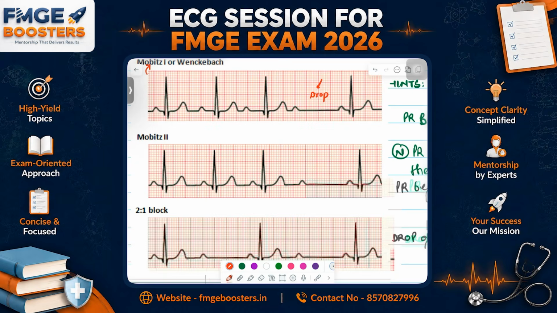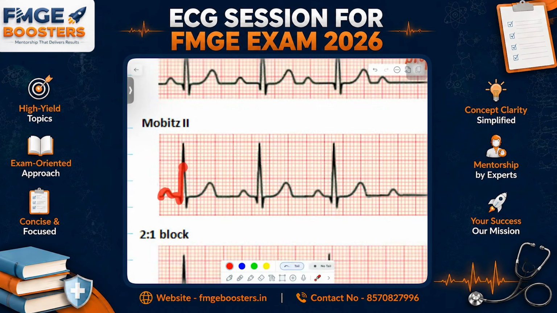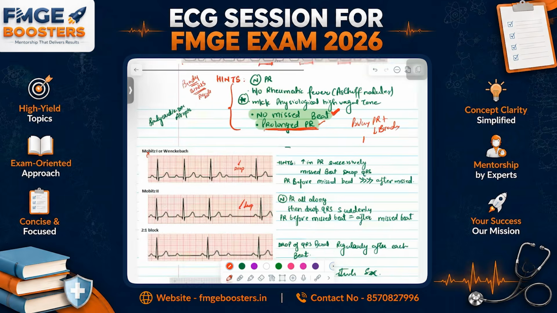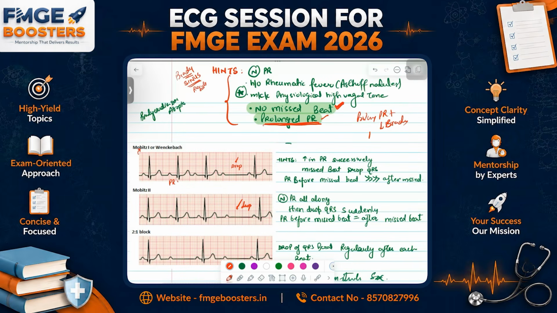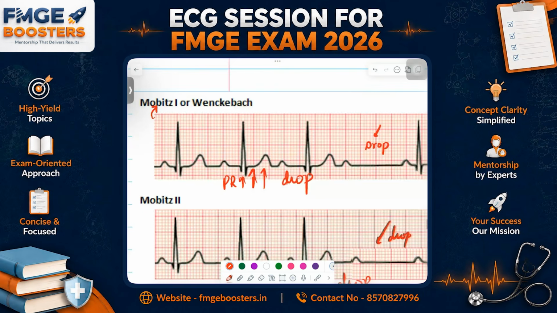Now let's see the second one. Look. PQRST, PQRST, PQRST, P, and then there is a drop. Here, the PR was increasing, and then drop. Here, the PR was constant and then drop. It is type 2. Okay, of course you won't need that much detail there.